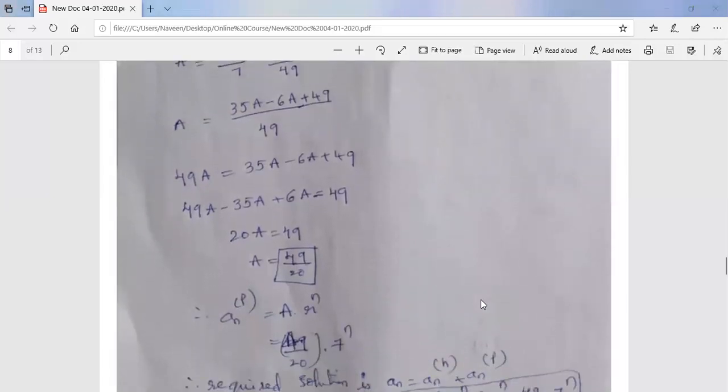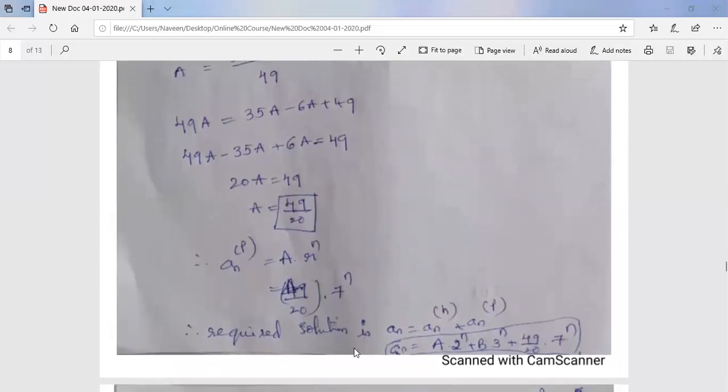Now the particular solution will become what? For this given recurrence relation, a_n^p is equal to a·r^n, where r is equal to 7 and a is equal to 49 by 20. Therefore, the particular solution is equal to 49 by 20 into 7^n. Therefore, the required solution a_n is equal to a_n^h plus a_n^p, which is equal to a·2^n plus b·3^n plus 49 by 20·7^n. This is the required solution of the given recurrence relation.